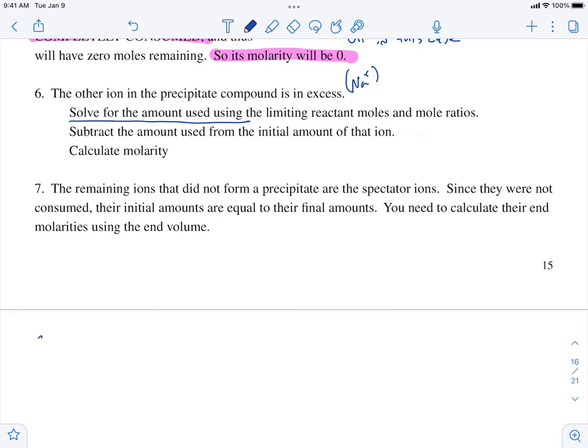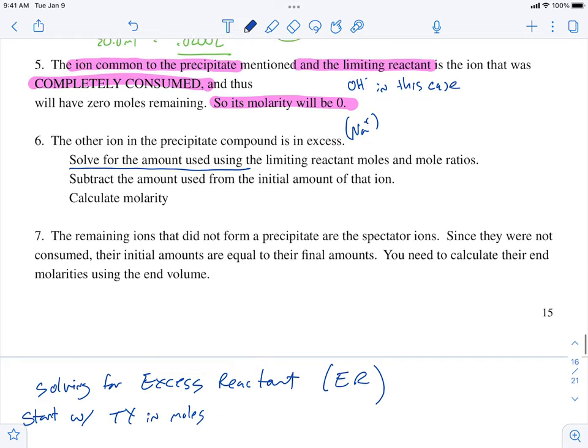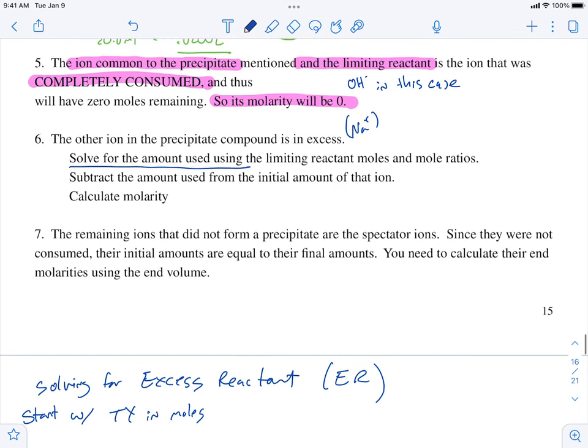Solving for the excess reactant. Start with the theoretical yield in moles. So what was our theoretical yield in moles? 0.0005.